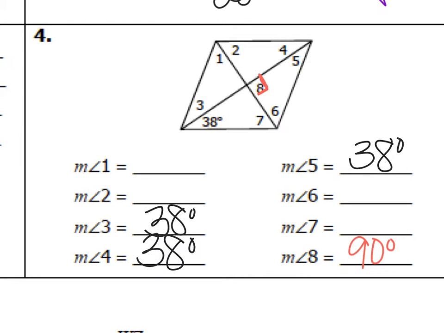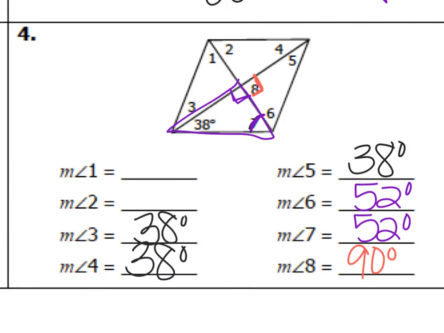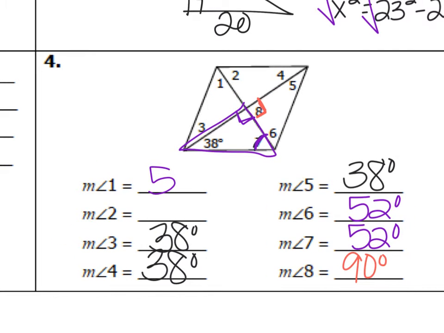So to solve for all of our other missing angles, to solve for angle 7 here, I know that this is a 90-degree angle because they're perpendicular. So all the angles of a triangle have to add up to 180. So I'm going to take 180 minus 38 minus 90. That's going to give me angle 7, which is 52. Which means angle 6 is also 52. Which means angle 1 is 52. And angle 2 is 52.